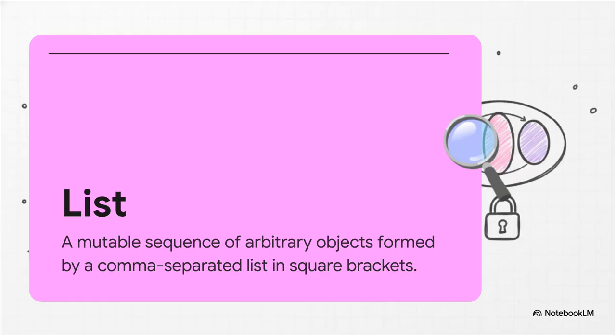And here's our solution, directly from the Python language reference. A list is defined as a mutable sequence of arbitrary Python objects, formed by placing a comma-separated list of expressions inside square brackets. In plain English, a list is simply a single container variable that holds multiple items in a specific order. So instead of 50,000 separate variables, you literally just have one list called students.